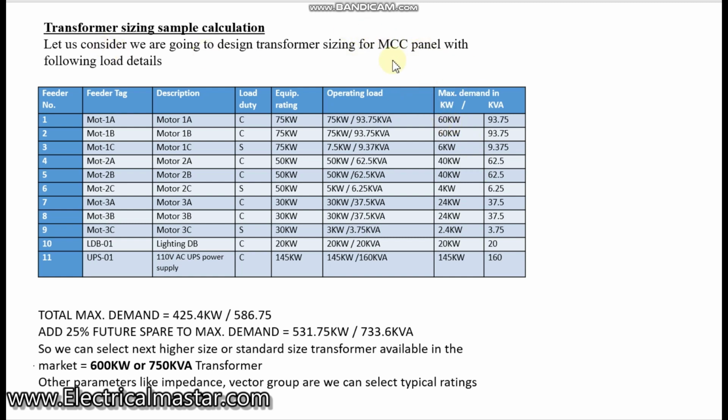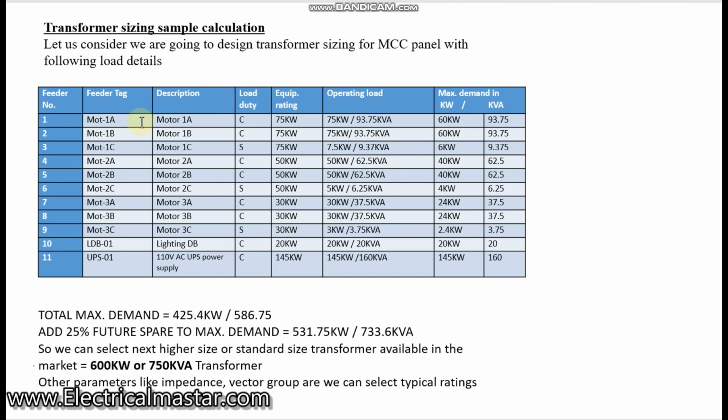For example, we are going to connect one transformer for the MCC panel, and the MCC panel loads are given here. These 11 numbers, like motor 1A, 1B up to UPS, are the loads, along with the description of those loads. And load duty, this is the duty factor they have given. First, A pump is continuous, B is continuous, C standby. Similarly, 2A, 2B continuous, 2C standby. 3A, 3B continuous, 3C standby. And lighting DB continuous, UPS DB continuous.